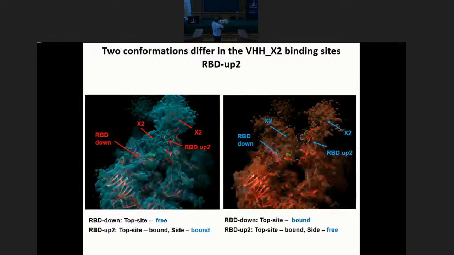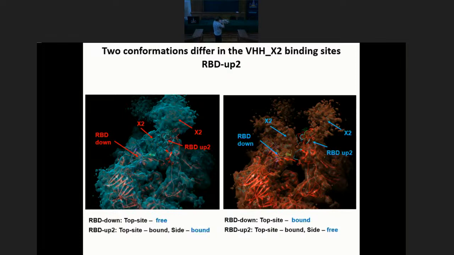What we see in RBD up is that both sites are occupied. One antibody binds from the side, the other antibody binds from the top. But in this case, they observe that RBD down has no binding to the side. That means that here the additional antibody does not fit into this cavity.